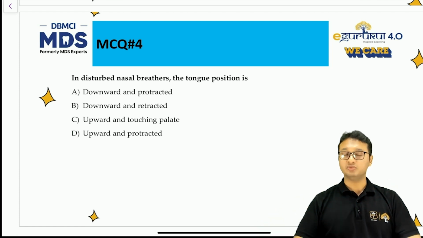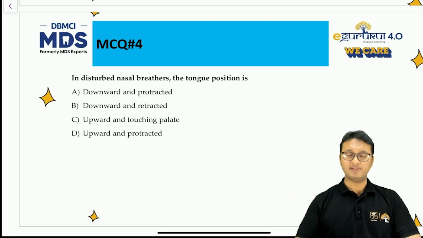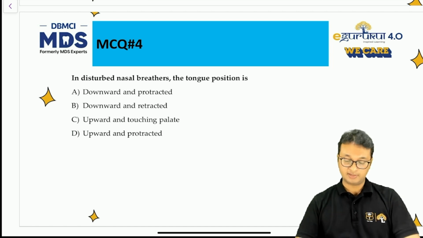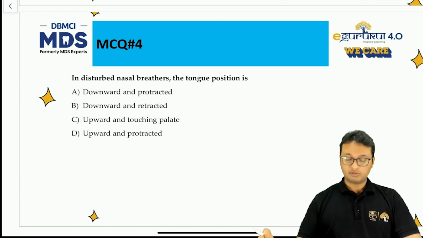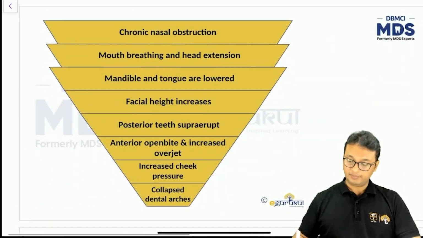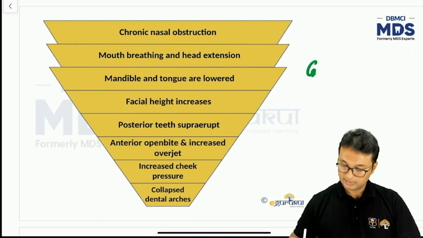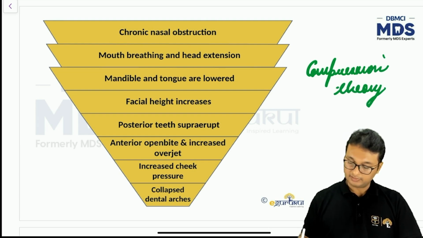So those who are not well versed with this mechanism can very well go back and refer to the chapter on functional development, which has been taught to you earlier. So coming back to the question, in oral breathers, the tongue position is. Now this is based on a theory known as compression theory. So what does it say?